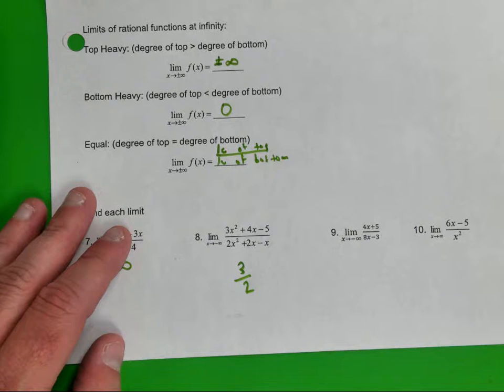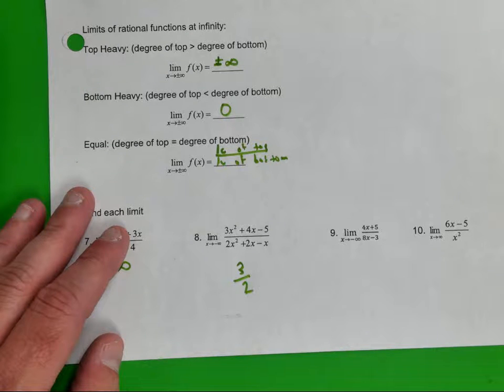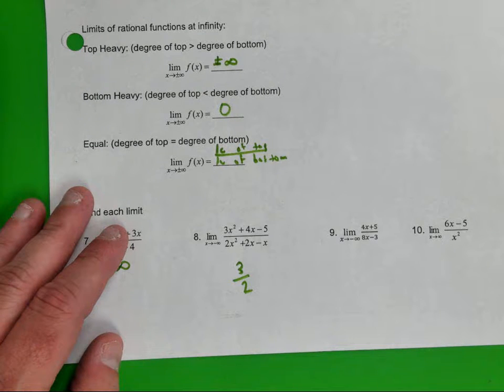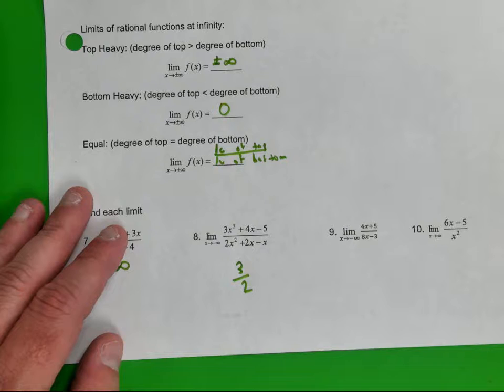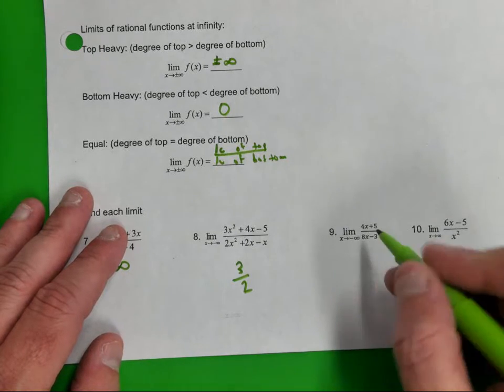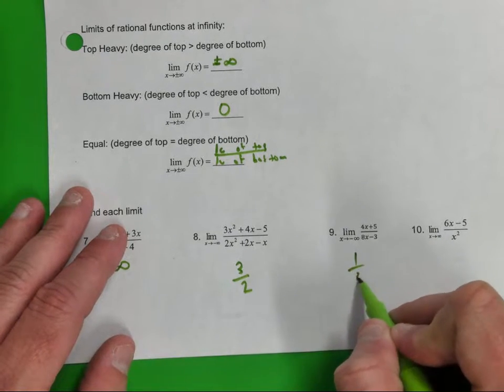Here, what's my highest degree in the numerator, number 9? Very good. What's my highest degree in the denominator? 1. Okay, so what am I going to do with the leading coefficients? What's 4 divided by 8? Yep, that's your answer.